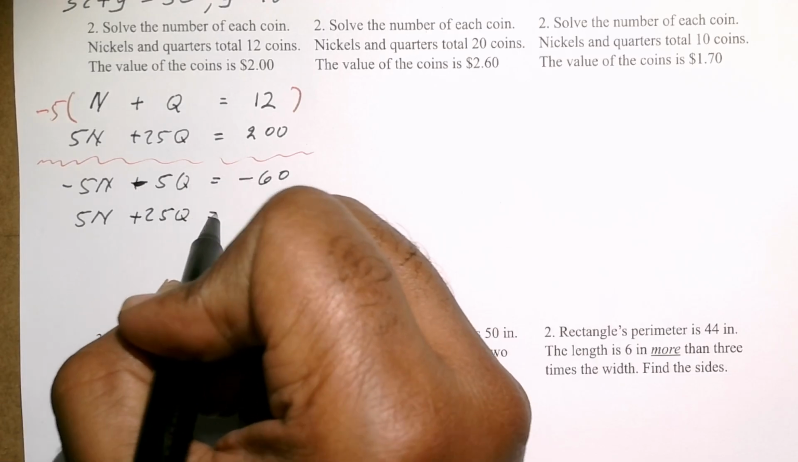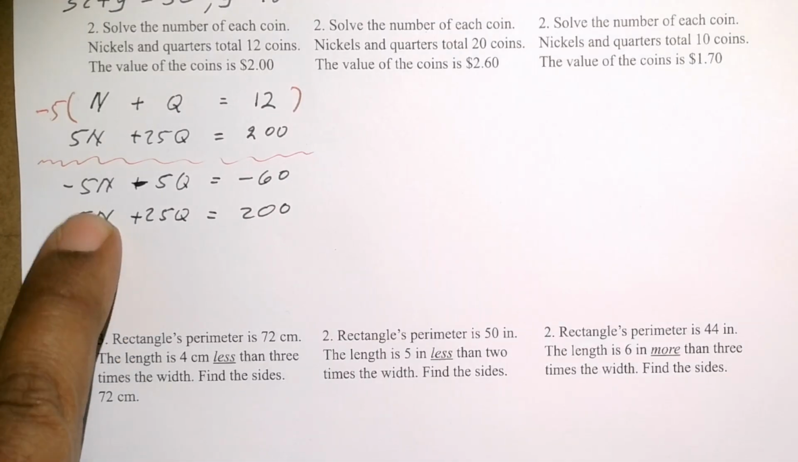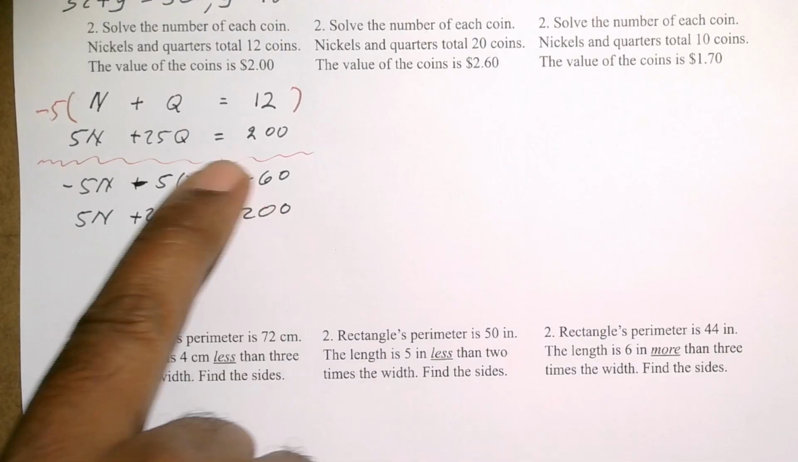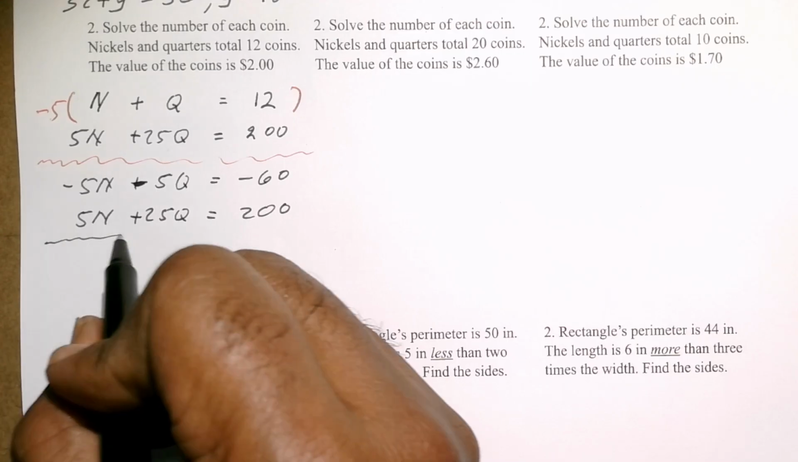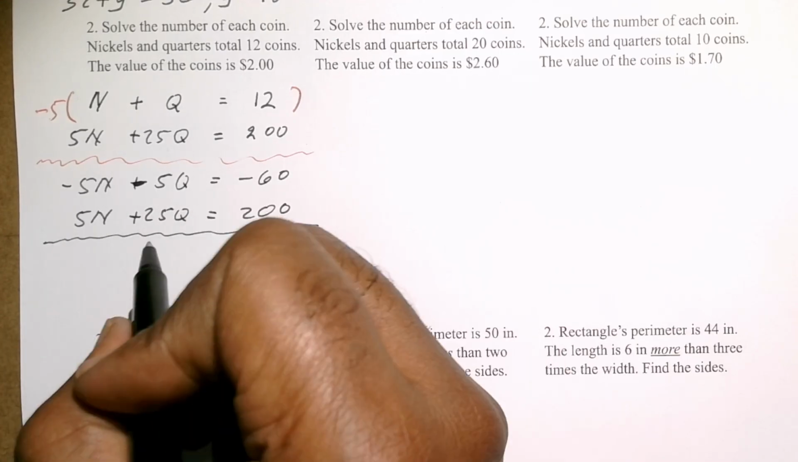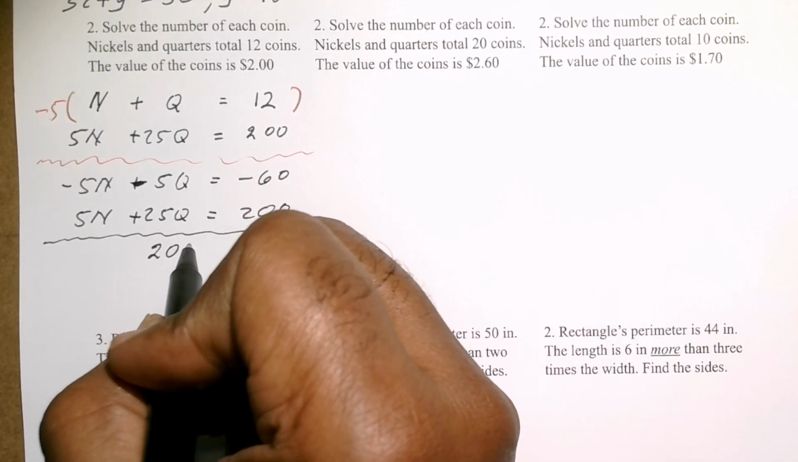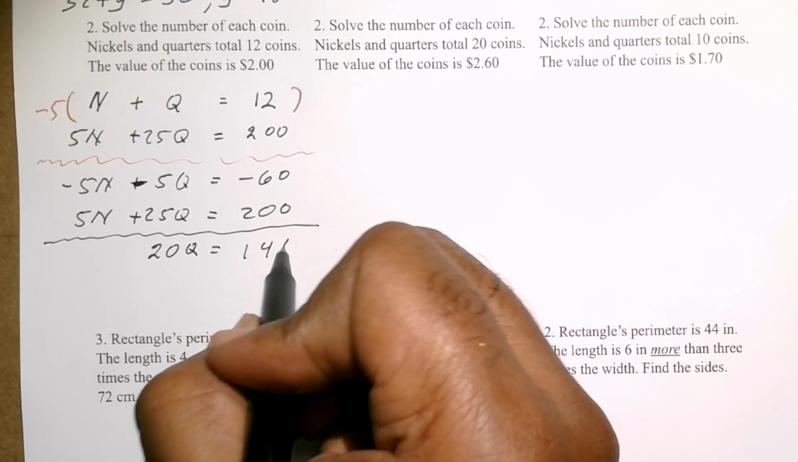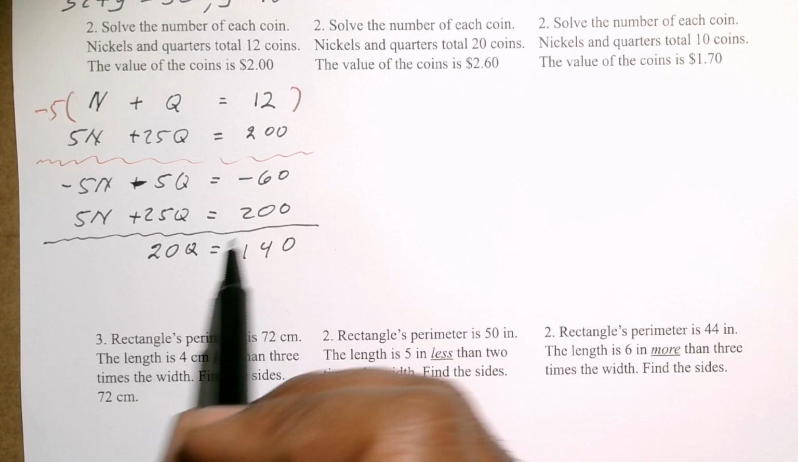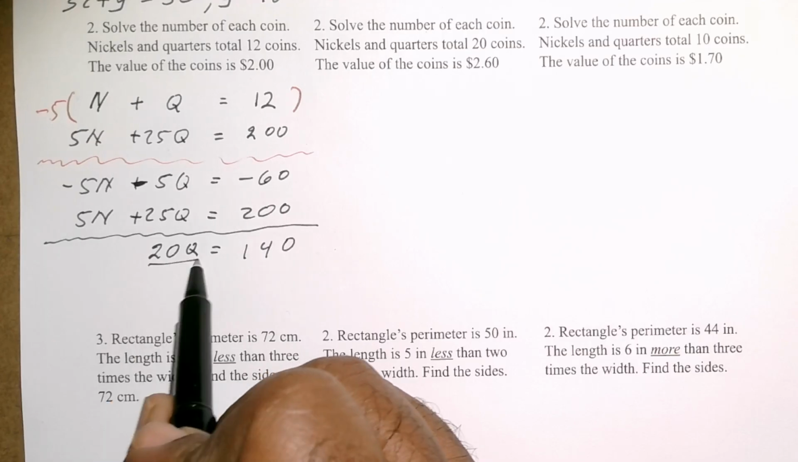25q, and 200. And now that I have additive inverses for the n's, I can combine these, and these will be eliminated. So let's do this again. This goes away, and we have 20q. And combine these two, we're going to have 140. Now, I'm going to neglect writing this twice because I want to divide by 20 a little earlier here.